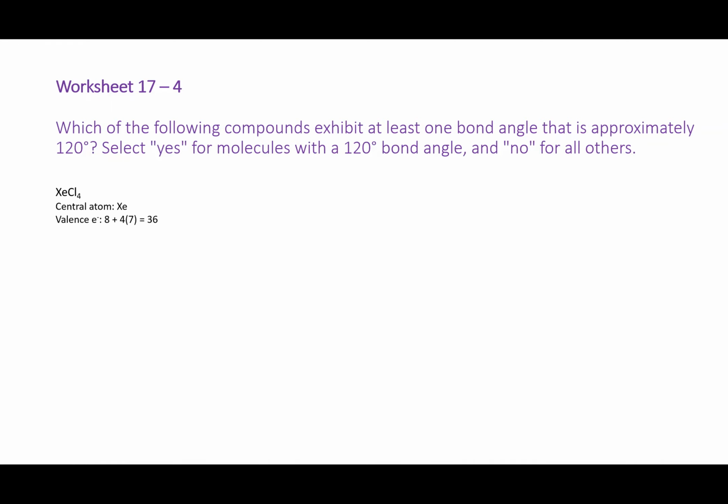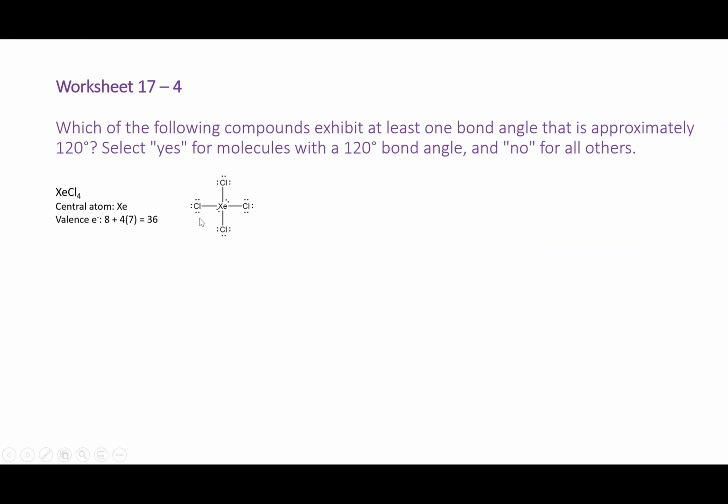So for XeCl4, our central atom will be xenon because it is the least electronegative atom in this compound. And we have a total number of valence electrons equal to 36 because we have 8 electrons coming from the xenon, and each of the chlorines contributes 7 electrons. So knowing this, we might draw our compound looking like this.